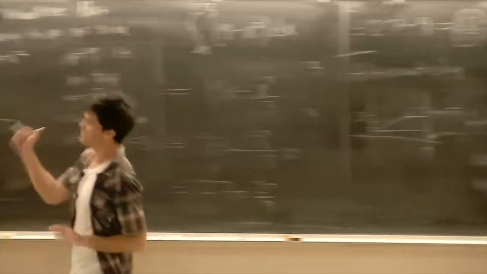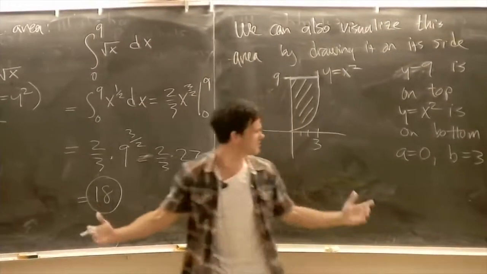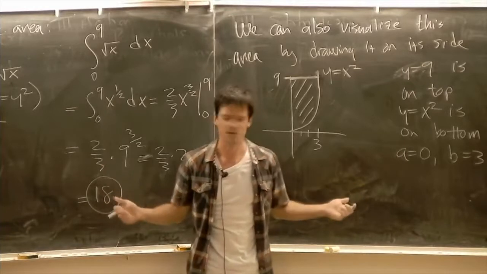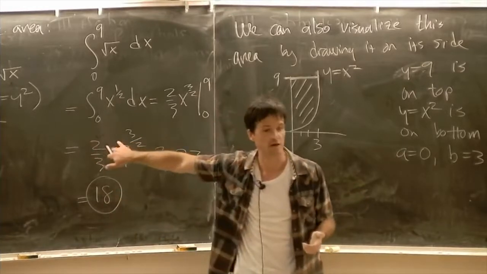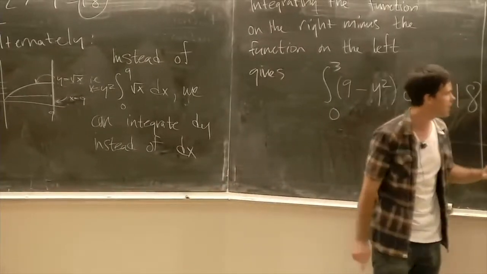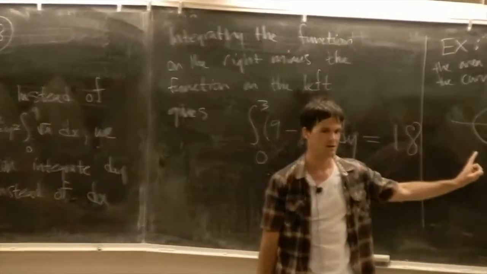This one was not such a problem. I'd say these two were about the same difficulty. They're both pretty fast. Maybe this one was actually easier. But what if we forgot that we knew about switching to dy and tried to do this area?